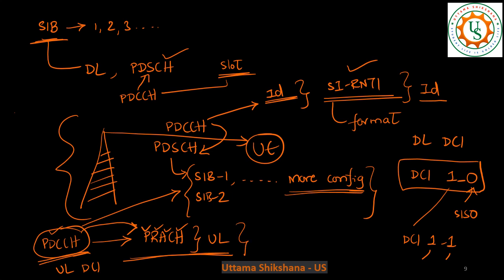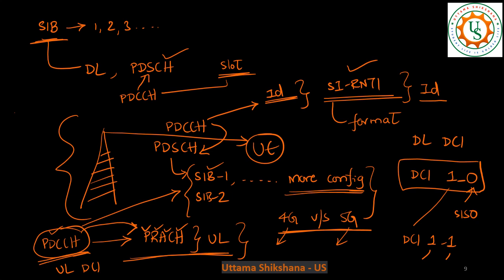If you have worked on this PRACH and on initial access, one important interview question here is: between 4G and 5G, where is the PRACH configuration coming from? In 4G, which SIB contains the PRACH configuration? In 5G, which SIB contains the PRACH configuration? In the case of 4G, it was present in SIB2, but now in 5G, it is present in SIB1.